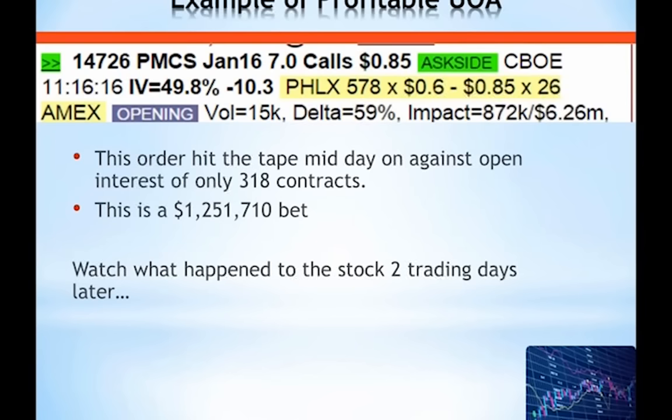Now, this actually happened in October of last year, but I continue to use this example because it's such a good example of how institutional order flow can lead to some unreal home run style profits when following unusual options activity. The trader came in and bet $1.25 million that PMCS rallies above $7 by January 2016 expiration. Watch what happens to the stock 2 days later.